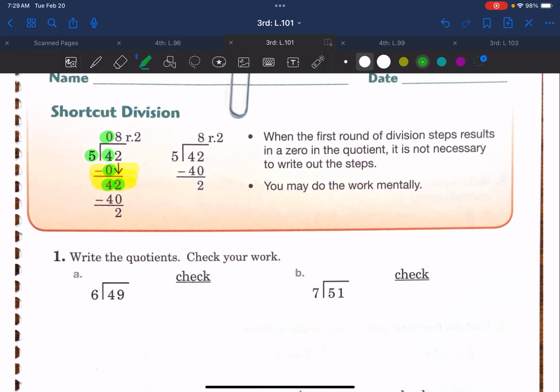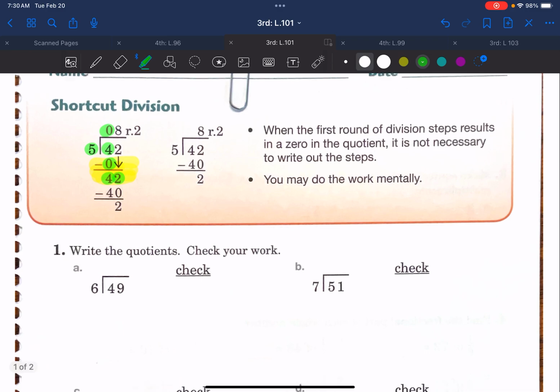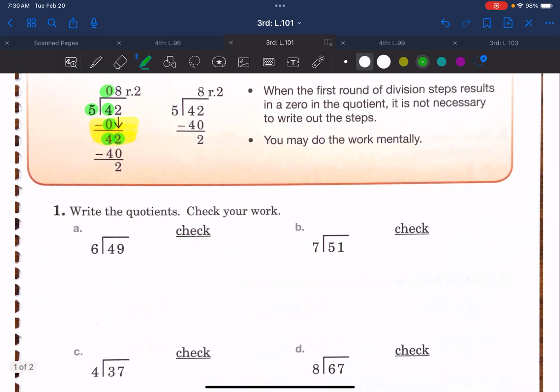Well, now you're back to exactly where you started. You started with 42 divided by 5, and now you just did a whole step, and you're still at 42 divided by 5. And so the purpose of shortcut is to eliminate that section that's in yellow. And if your divisor, the number on the outside, is bigger than that first number, then you're going to immediately put the 0, but then go ahead and just skip count by that number. So let me show you what I mean by that.